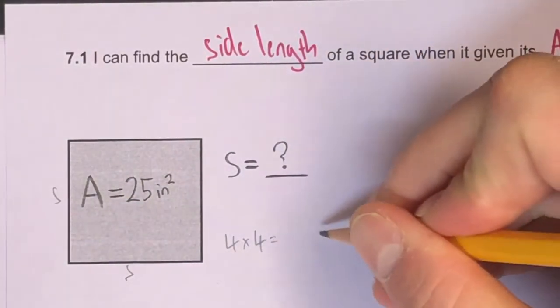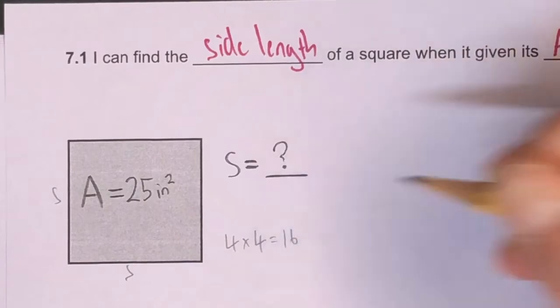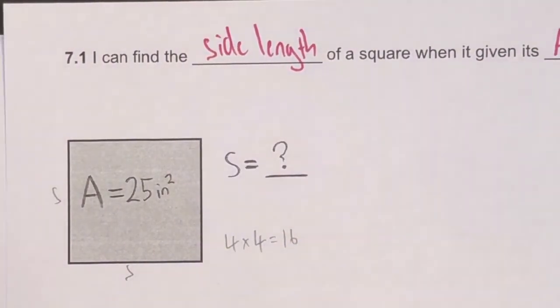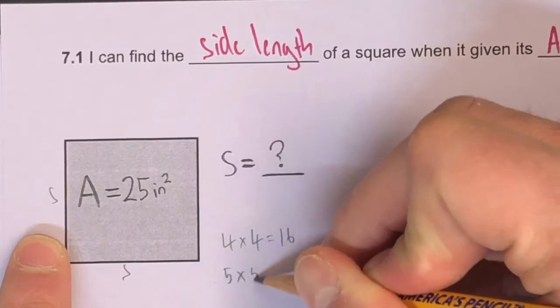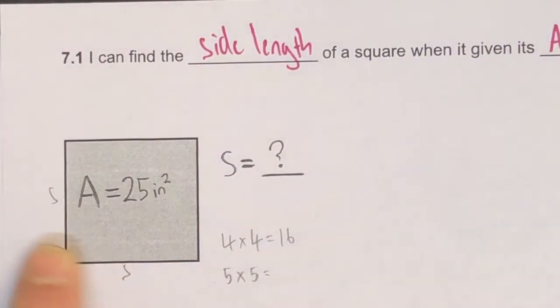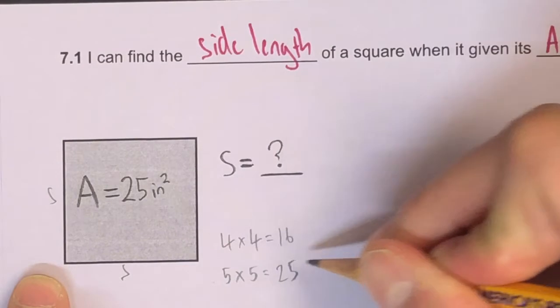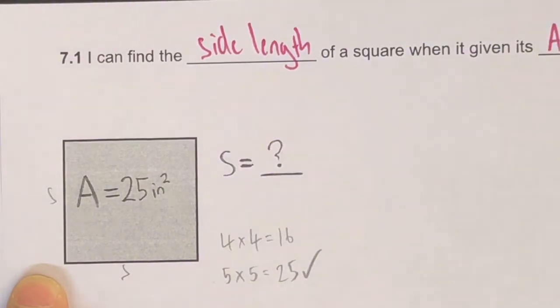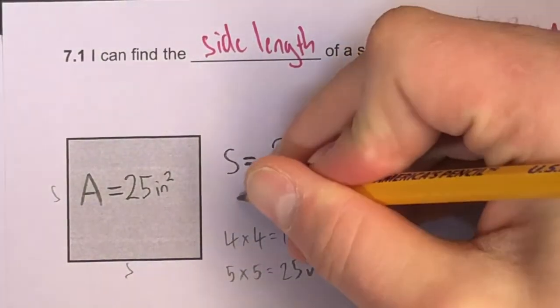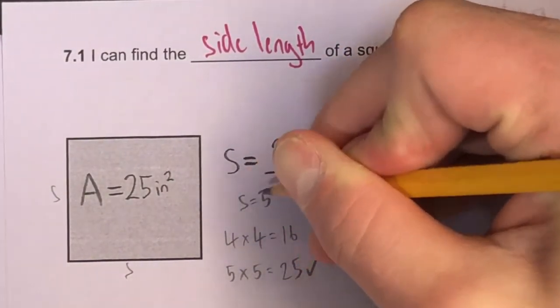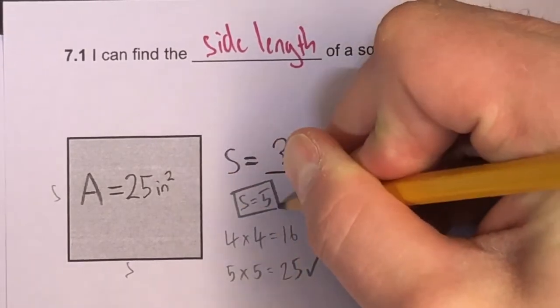4 times 4 is 16. Okay, that's not going to work. I know it has to be a little bit bigger then. Let's try 5. What if the side length is 5? What do we have there? 5 times 5 is 25. Boom! That worked. Sometimes you have to guess and check a lot. Sometimes you have to guess and check a very little bit. But in any case, the side is 5. All right.